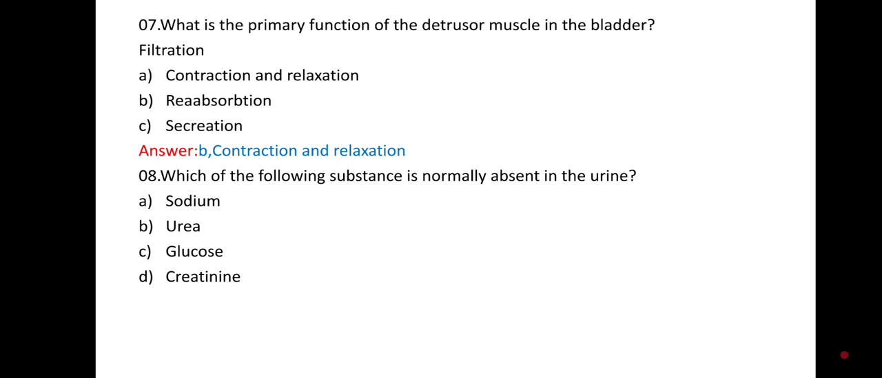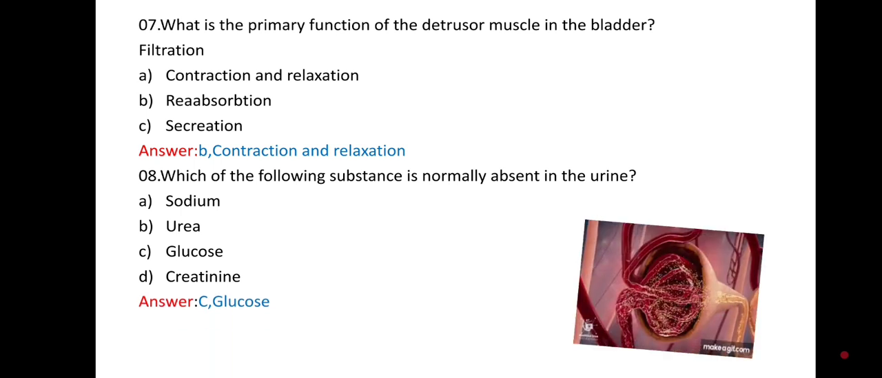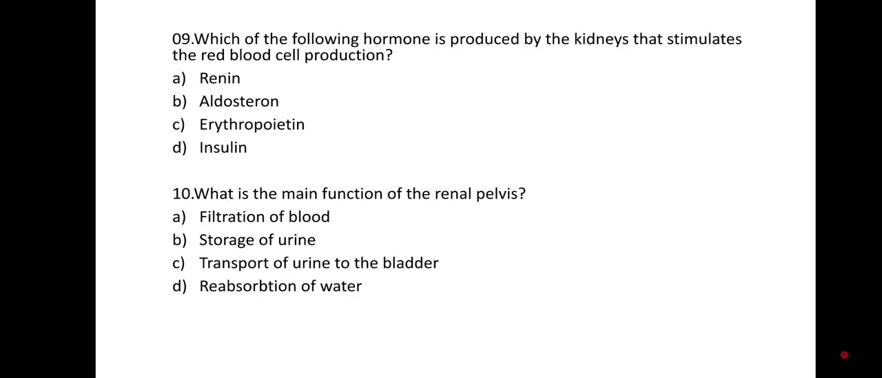Eighth question, which of the following substances is normally absent in the urine? A. Sodium, B. Urea, C. Glucose, D. Creatinine. The correct answer is C. Glucose.